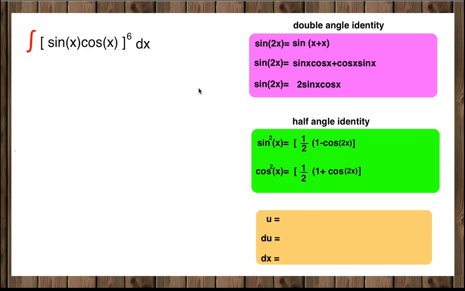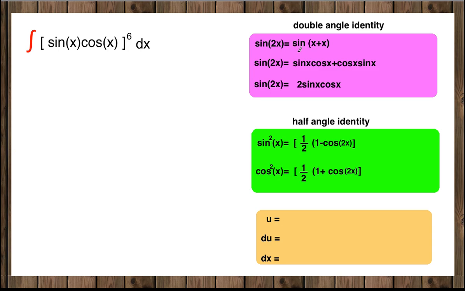Another approach is to start with double angle identity. Or another approach is to apply integral reduction. I would like to go double angle identity because it is straightforward and simple. Let's begin. Let's remember what the double angle identity for sine of 2x.